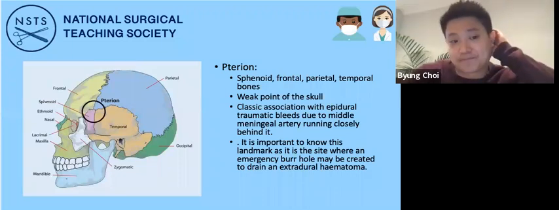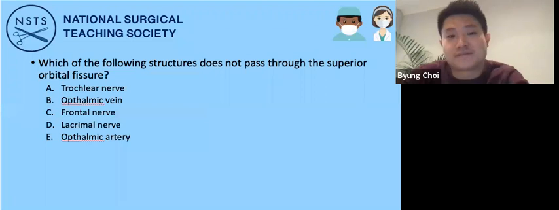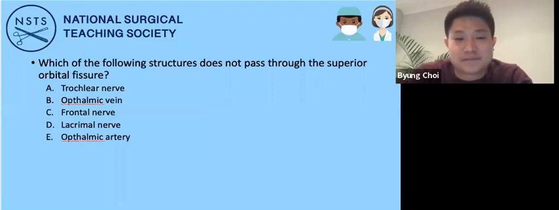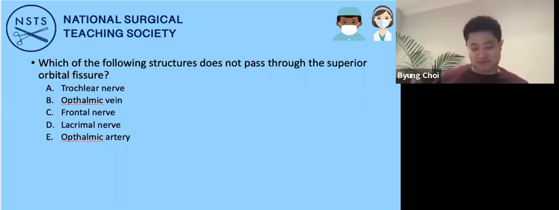So moving on, which of the following structures does not pass through the superior orbital fissure? A, trochlear nerve. B, ophthalmic vein. C, frontal nerve. D, lacrimal nerve. And E, ophthalmic artery. So again, I'll give you about 30 seconds to a minute to think about this one.